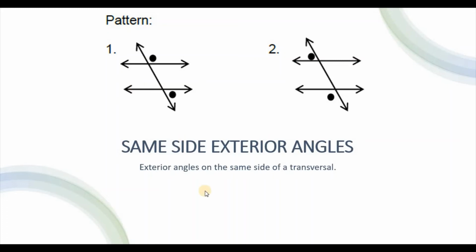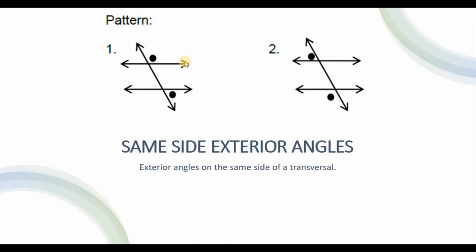Next, same side exterior angles: exterior angles on the same side of a transversal. So, nasa exterior naman sila and both of them are on the same side of a transversal. Ayan, for pattern number 1, both of them are on the right side of the transversal and they are exterior angles. And for the next pattern, both of them are on the left side of the transversal and exterior angles.